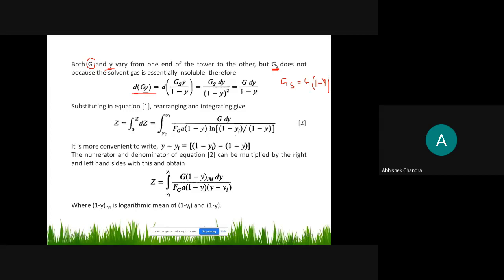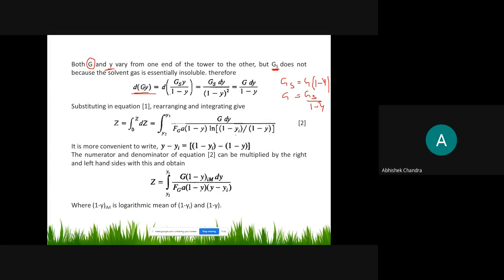This is solute free basis, so G is this, meaning you can replace G as Gs upon 1 minus Y, and put here Gs Y, 1 upon 1 minus Y. Then differentiate this. Gs is a constant, so take it outside, and Gs upon dy, 1 minus y whole square. When you are differentiating this with y, after differentiating the y, you will get this.